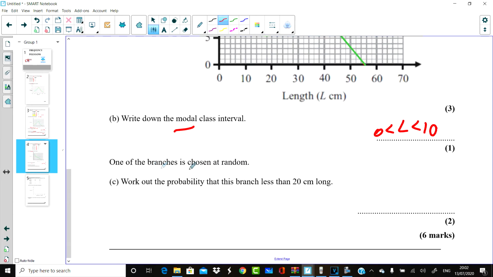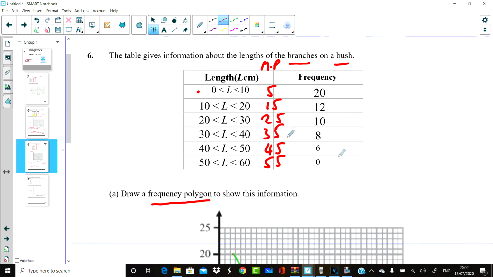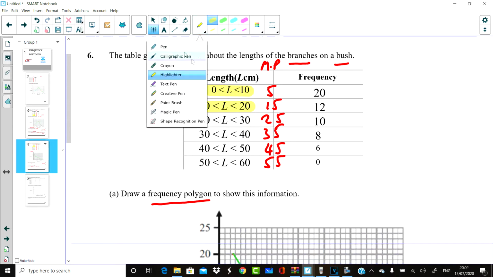Then part C says one of the branches is chosen at random. Work out the probability that this branch is less than 20 centimeters long. So similar to the question we saw before, the other one asks more than. So this is asking less than 20 centimeters. If we look back at our table here, and we want less than 20, this is going to be more than 20. The length has to be greater than 20, so we're not including this. So the ones we're going to include is this one. This has to be less than 20. And this is obviously less than 20. It's in between 0 and 10. So these two are the ones we're going to include.